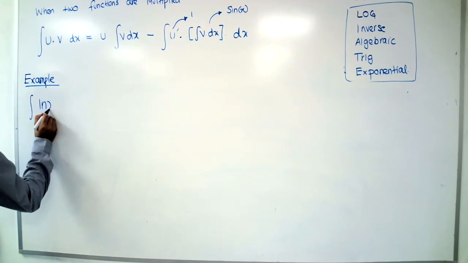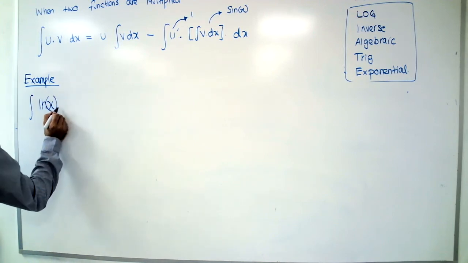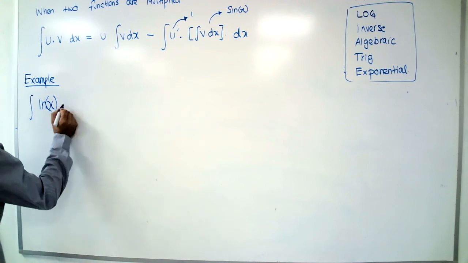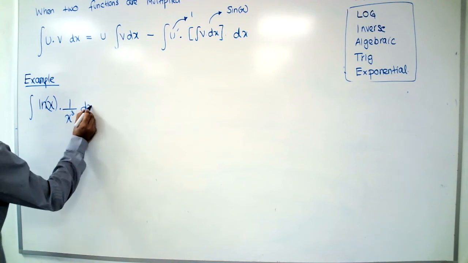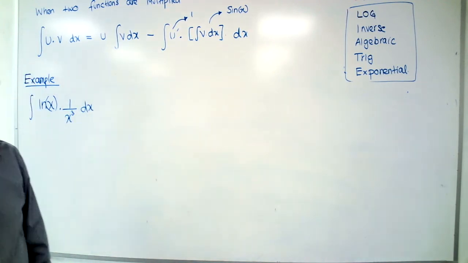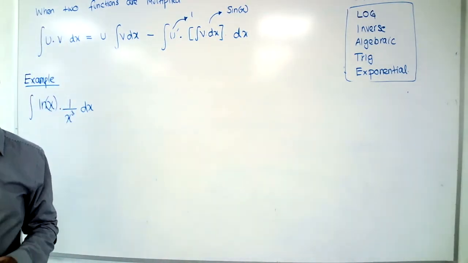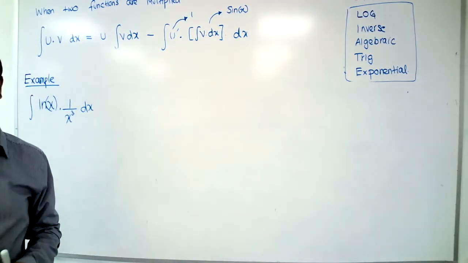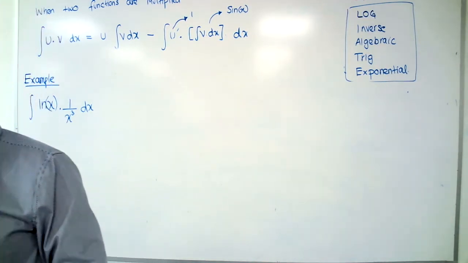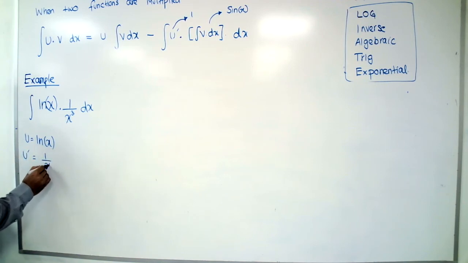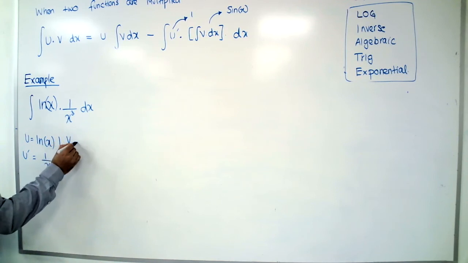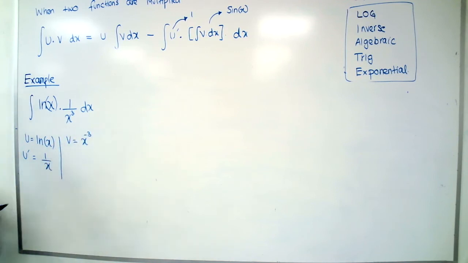Integration of ln x divided by x cubed. So rather than dividing by x cubed, I'm writing 1 over x cubed. Now, based on the Lie log inverse algebraic trig exponential rule, you need to figure out which one is u and which one is v. So what's the u in this case? u is ln x. What's the u dash? 1 over x, because ln is a special case. What is v? x to the minus 3, isn't it?